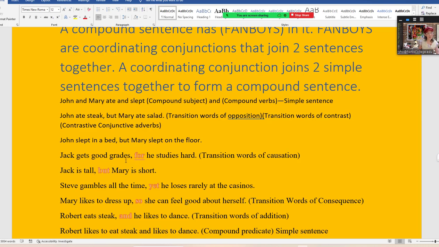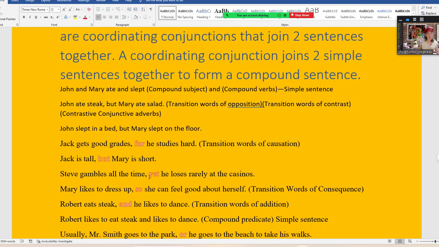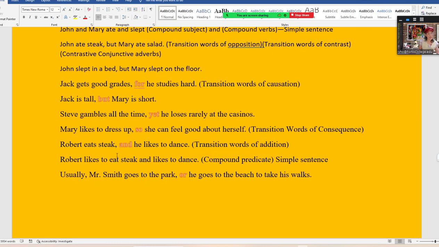John slept in a bed, but Mary slept on the floor. John gets good grades, for he studies hard. John is tall, but Mary is short. And in all of these, you have your comma. It doesn't matter which one it is, you have your comma always before the coordinating conjunction, not the transition word. And here, yet and so: different ways of saying "so" would be transition words of consequence, and different ways of saying "and" would be transition words of addition.